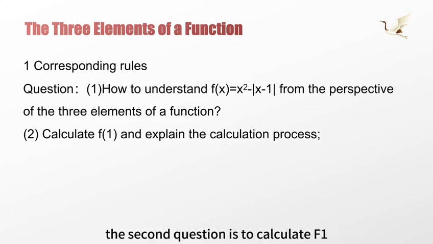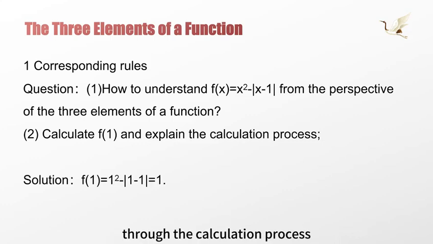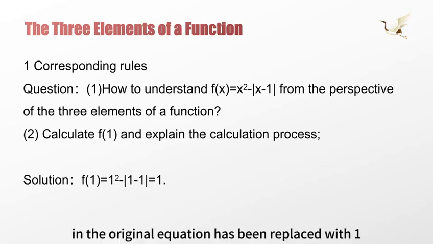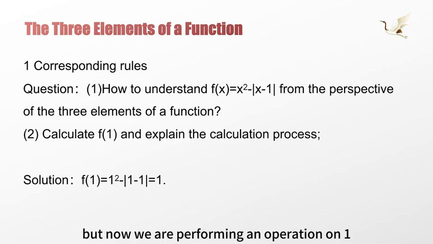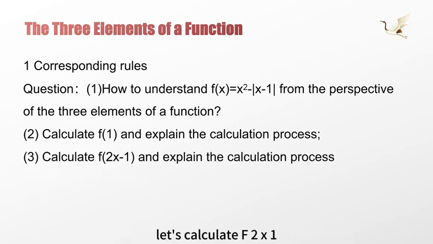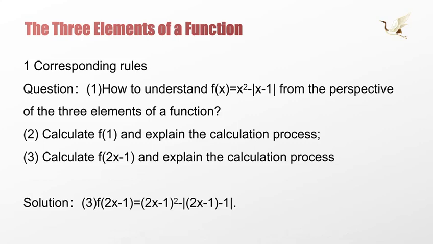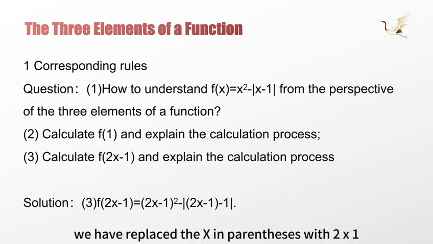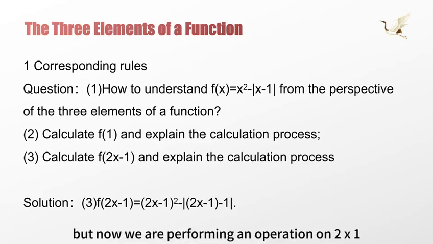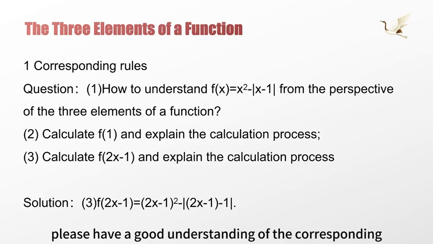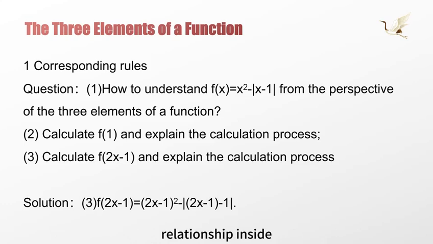The second question is to calculate f(1) and explain the calculation process. Through the calculation process, we can find that x in the original expression has been replaced with 1. We previously performed an operation on x, but now we are performing an operation on 1. Let's calculate f(2x minus 1). We have replaced the x in parentheses with 2x minus 1. We previously performed an operation on x, but now we are performing an operation on 2x minus 1. Please have a good understanding of the corresponding relationship inside.